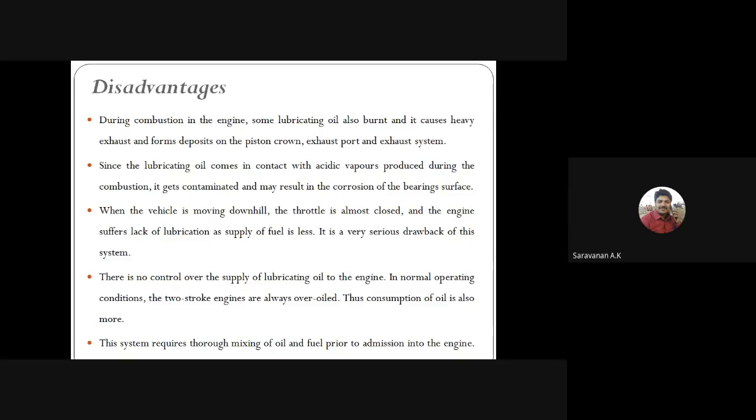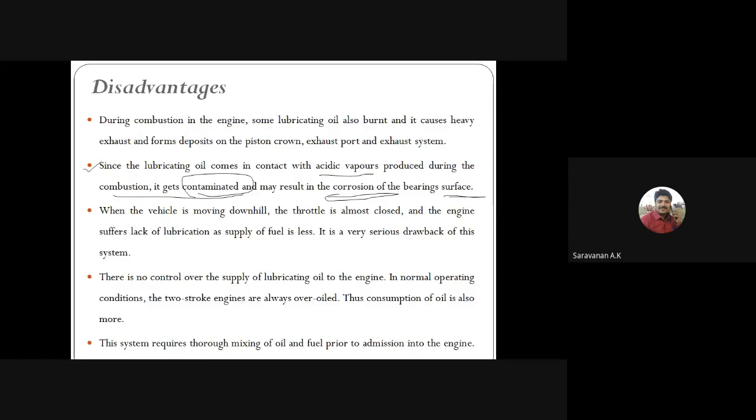Since the lubricating oil comes into contact with the acid vapor produced during combustion, it may get some contamination. As a result, the engine parts may get some corrosion on the surfaces. That is also a disadvantage.